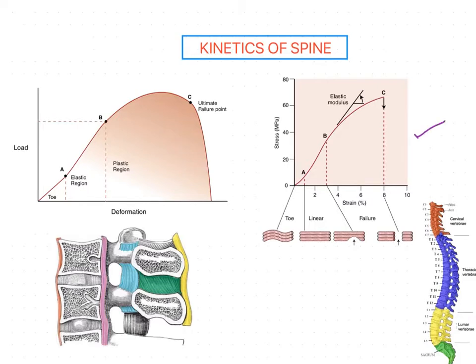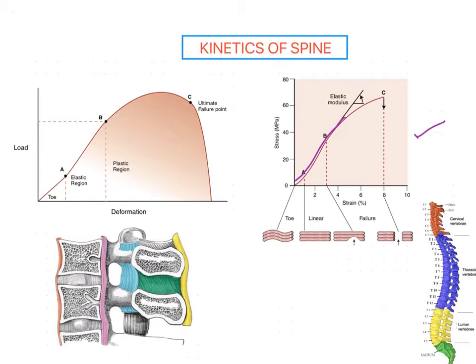So this is the stress and strain curve. We have already studied this in joint structure and functions, that is the mechanical properties of the joint structures. The steeper the slope, so if you can see, this one is like this, the steeper the slope of the curve, the stiffer the structure.